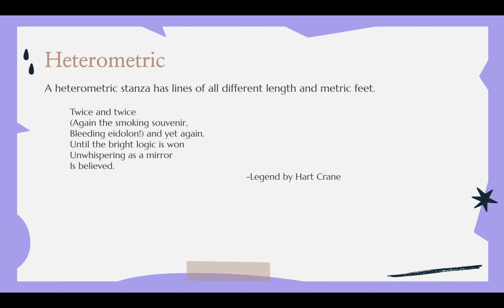A heterometric stanza is a stanza in which every line is a different length. Heterometric stanzas are far more common than isometric stanzas in modern poetry because of the freedom it allows poets to express their thoughts and ideas.